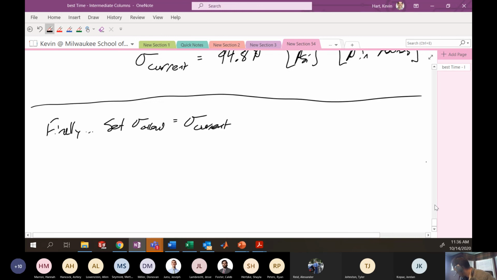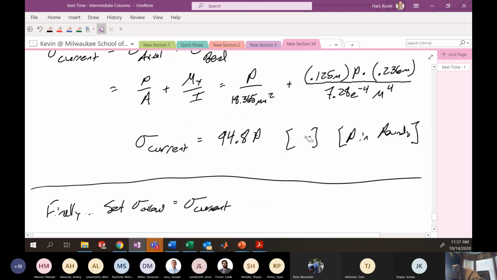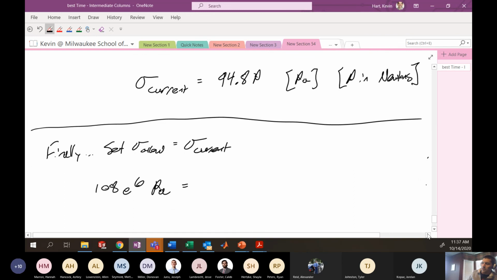Okay, so my allowable stress from before was 108 MPa. So I'll say 108 times 10 to the 6 pascals is equal to my current state of stress. This is not PSI. This is pascals, where P is in newtons. Sorry about that. So 108 MPa equal to my current state of stress, which is 94.8 P. This is also in pascals, where P is in newtons. All right, important to know that.